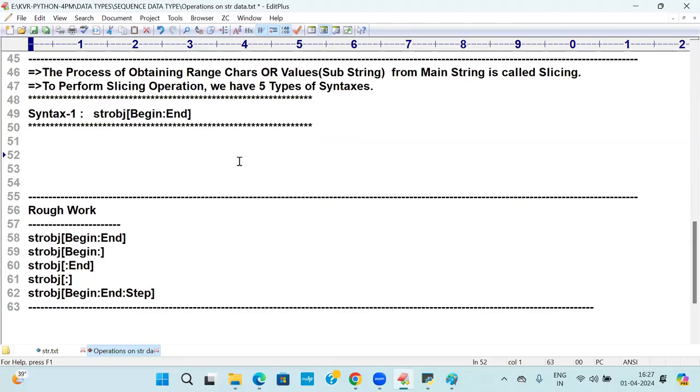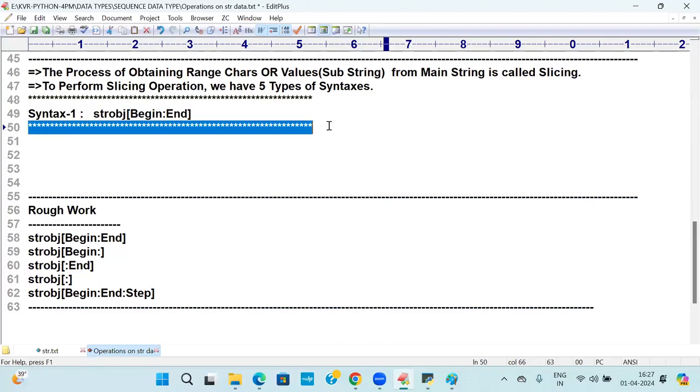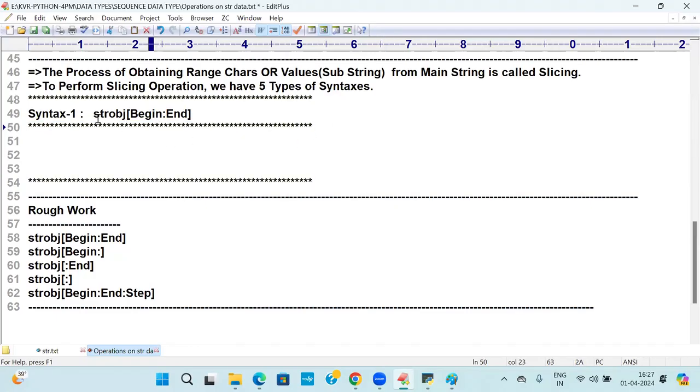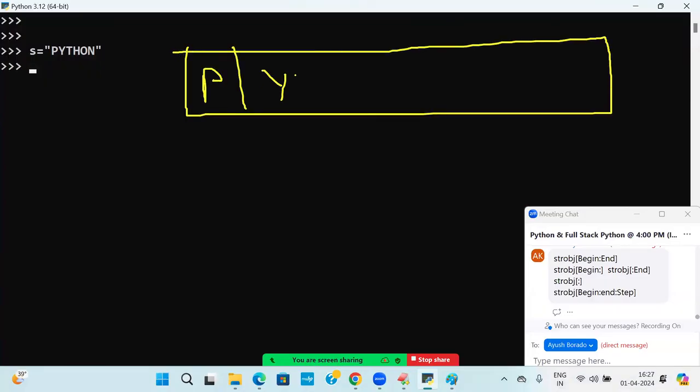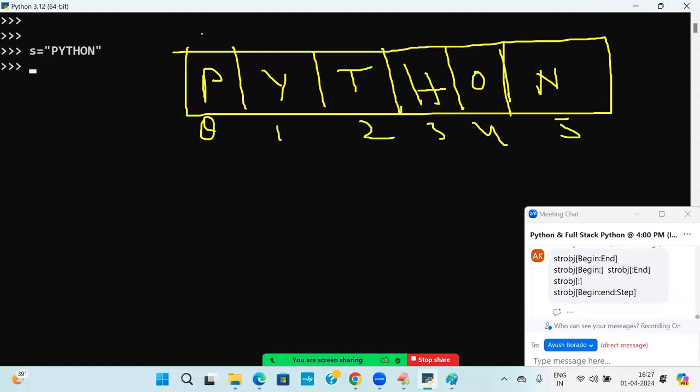Be careful today. Now I'm going to enter into the subject called strobj of begin colon end. Now I'm going to discuss what this syntax is. Carefully follow. What is the meaning of this str begin colon end? Take S is equal to Python. See the diagram and try to answer. One by one, I will give the explanations. This is Python: P, Y, T, H, O, N. This is 0, 1, 2, 3, 4, 5. And this is -6, -5, -4, -3, -2. You already know from last class how it is done.